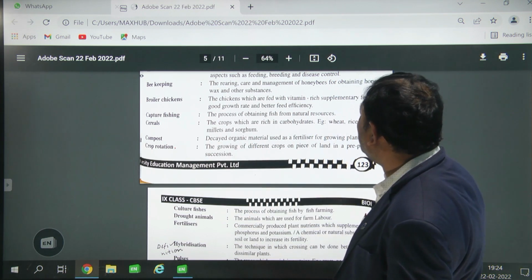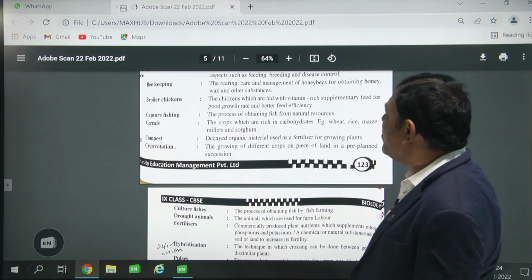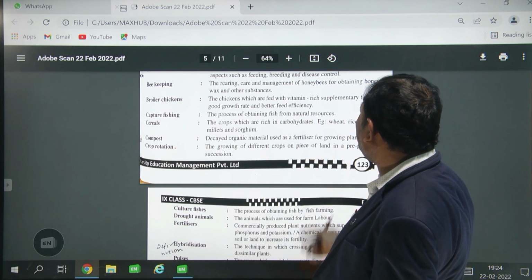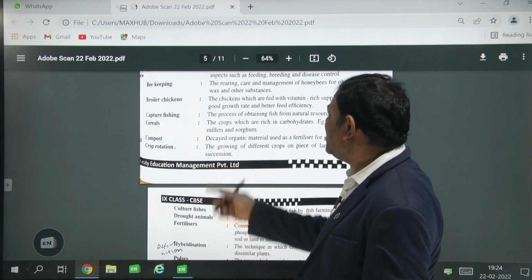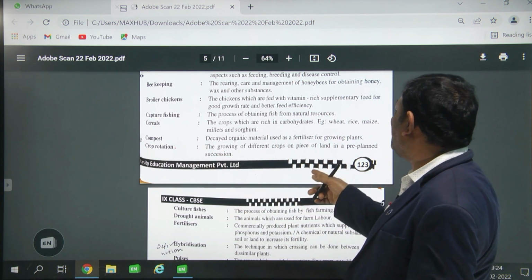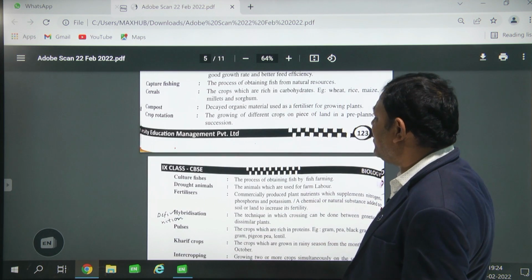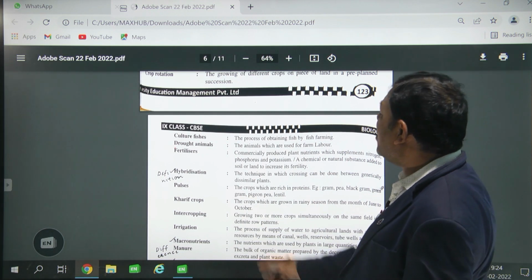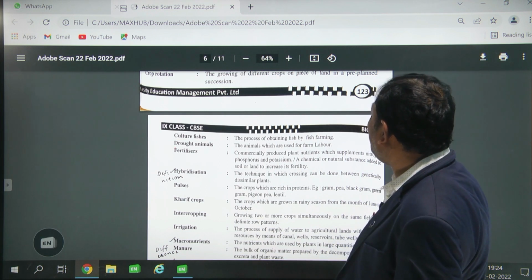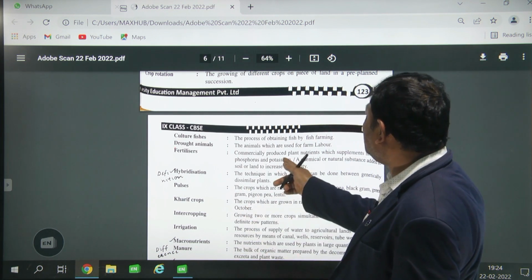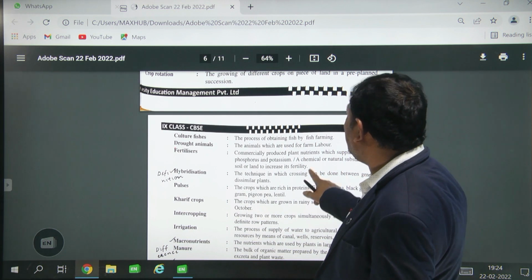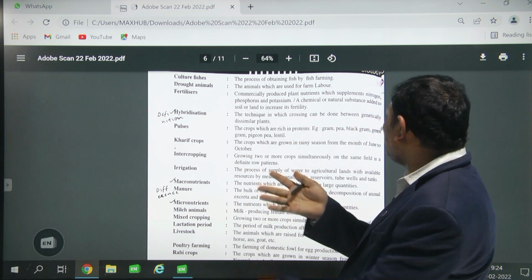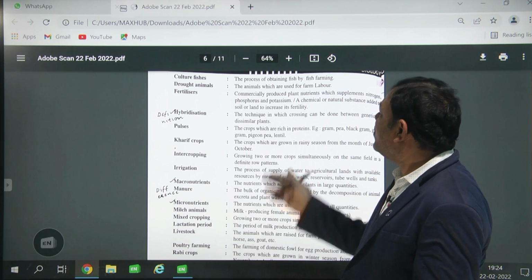Cereal: the crops which are rich in carbohydrate, wheat, rice, maize, millets and sorghum. Compost: decayed organic material used as fertilizer for growing plants. Crop rotation: the growing of different crops on a piece of land in a pre-planned succession. And culture fishery: the process of obtaining fish by fish farming. Draught animal: the animals which are used for farm labor. Fertilizer: commercially produced plant nutrient which supplements nitrogen, phosphorus, potassium. Hybridization: the technique in which crossing is done between genetically dissimilar plants.